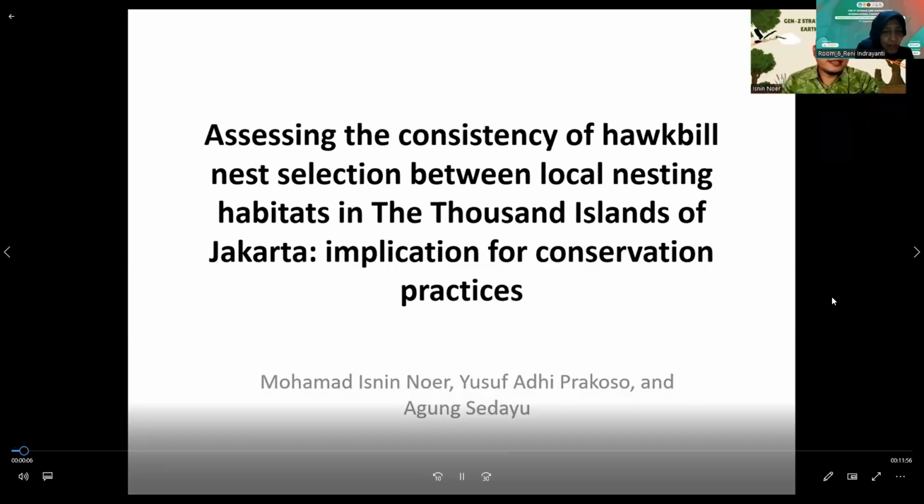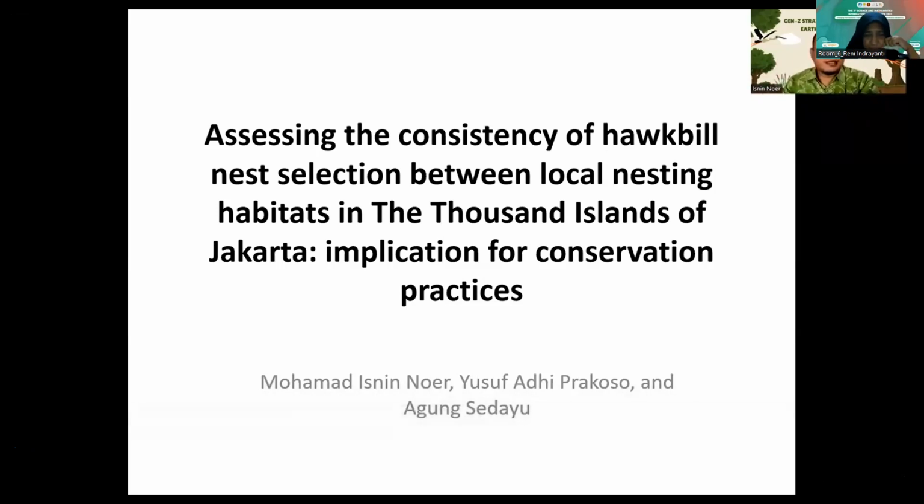Hello everyone, I am here representing my team to share our work on the nest selection of hawksbill turtles in the Thousand Islands of Jakarta, Indonesia. The study assesses the consistency of hawksbill nest selection between local nesting habitats in the Thousand Islands of Jakarta and its implications for conservation practice.